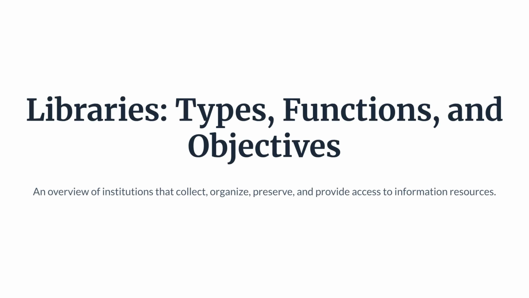Welcome to this video on the types, functions, and objectives of libraries. We will explore these vital institutions that collect, organize, preserve, and provide access to the world's information resources. Libraries are institutions that collect, organize, preserve, and provide access to information resources. Different types of libraries serve different groups of users and fulfill various educational, research, and cultural needs of society. The major types of libraries include national libraries, public libraries, special libraries, academic libraries, and digital libraries.